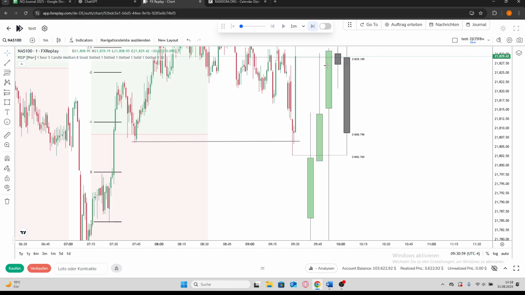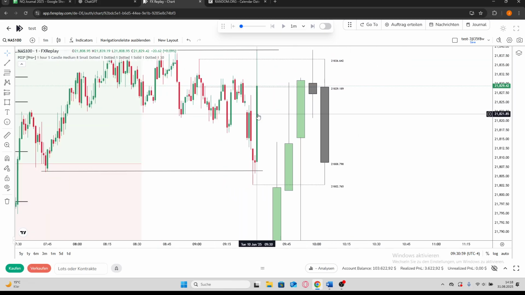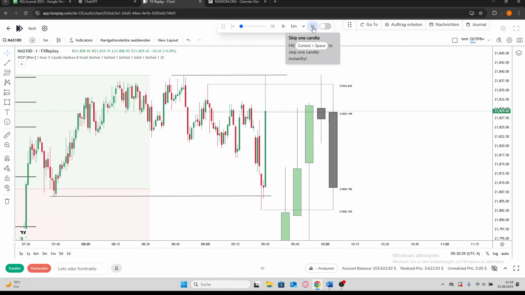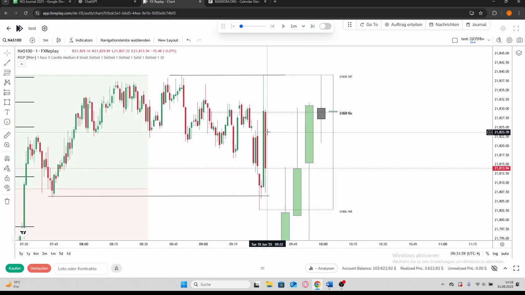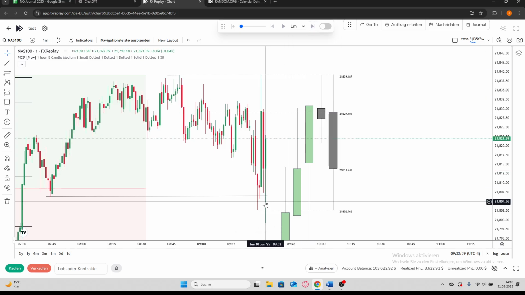So maybe when we get, okay, this reaction was too strong. We have the open now, and yeah, I don't want to trade the open. Yeah, you can see, you don't want to trade this. You get stopped out so early.